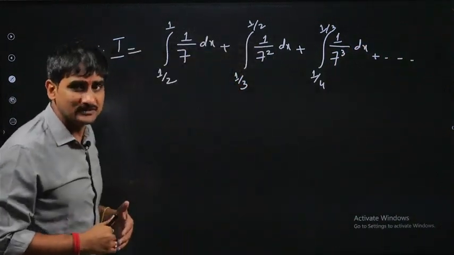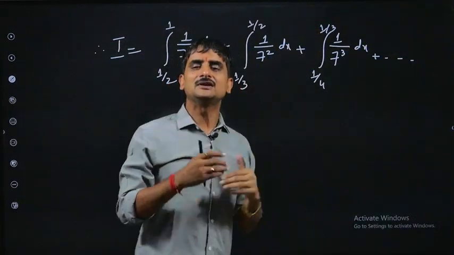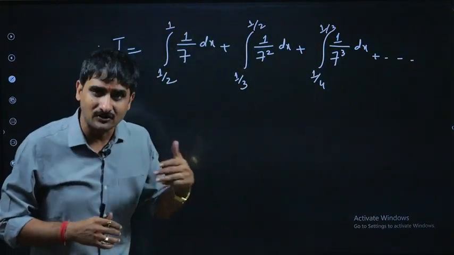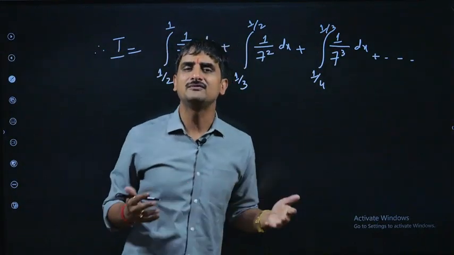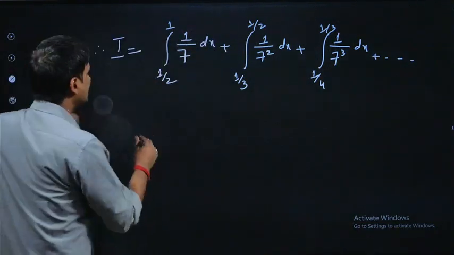there will be infinitely many terms. Why? Because the size of the interval between the upper limit and the lower limit will keep reducing as you get closer and closer to 0. So you have infinitely many such intervals, infinitely many such integrals. So now let's solve it.